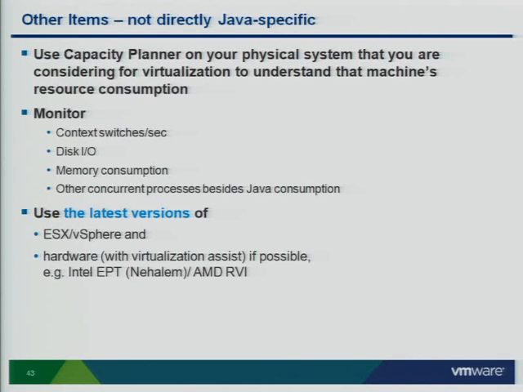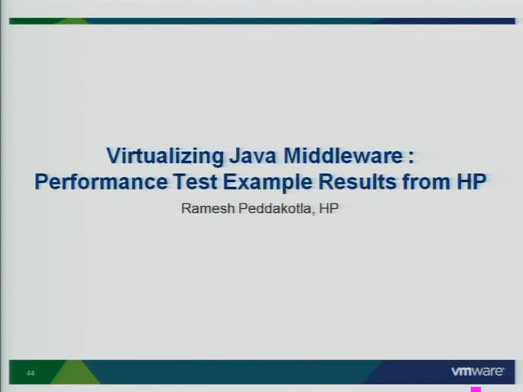Use the latest versions of ESX and vSphere, and as I mentioned before, use hardware virtualization techniques because it's built into the latest chips, and it helps the ESX hypervisor handle the memory mapping that it has to do between the virtual machine and the physical machines at the bottom. All of this is in the best practices guide, which you'll see at the end of Ramesh's presentation. Now, he's going to talk about some real measurements that back up the data I've been giving you.